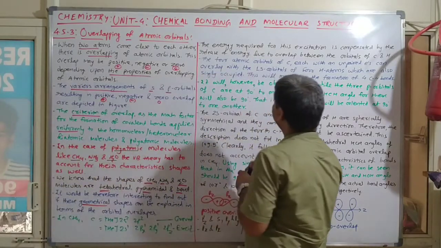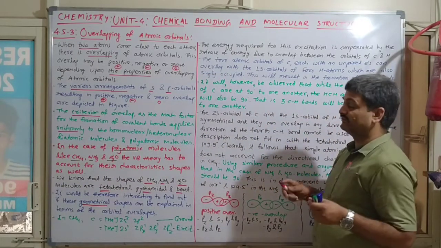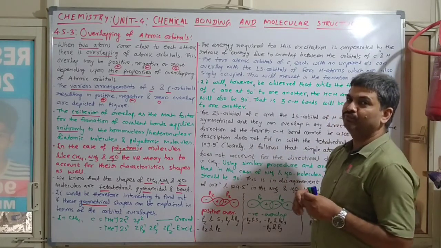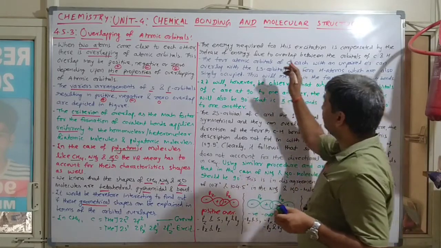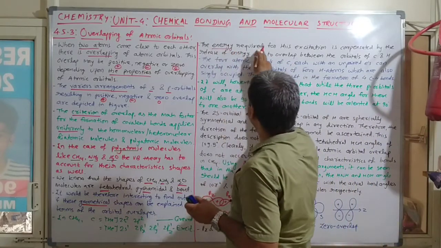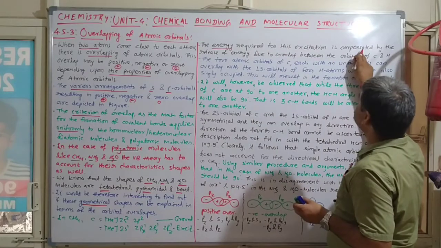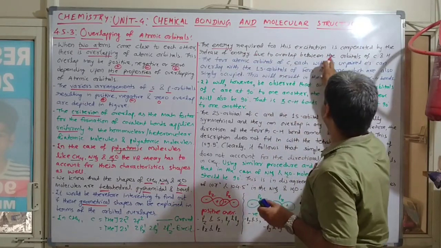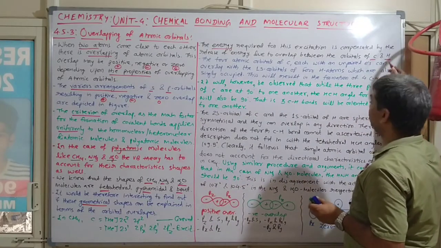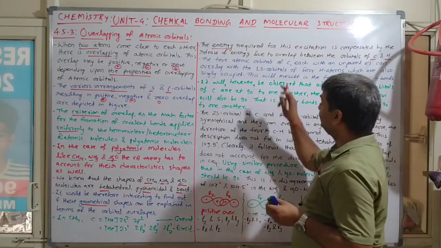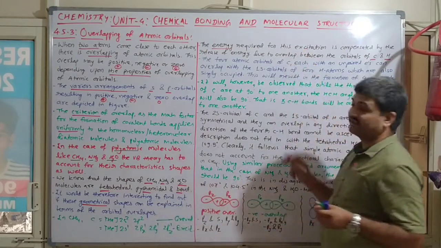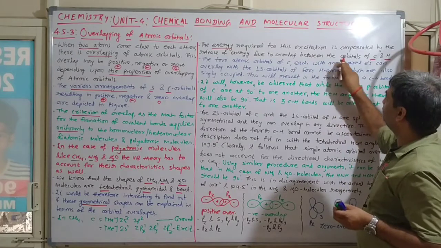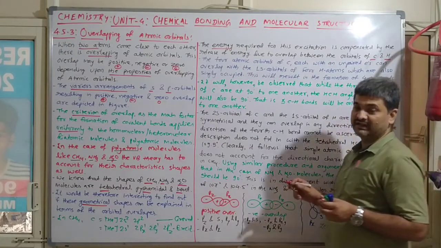The energy required for this excitation, that is, whenever you want to jump an electron from the 2s to the 2pz orbital, energy is required. The energy required for this excitation is compensated by the release of energy due to overlap between the orbitals of carbon and hydrogen.